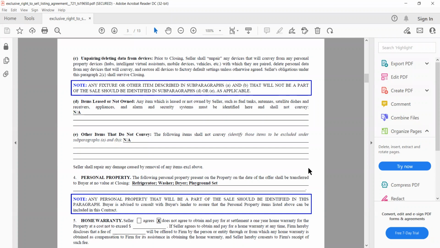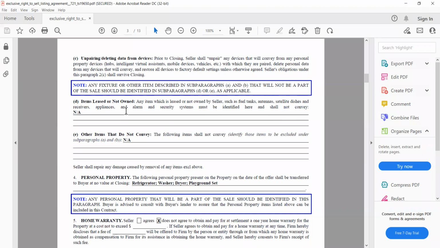Okay. So there's another note box here. Let me read it real quick. It says any fixture or other item described in subparagraphs A and B that will not be a part of the sale should be identified in subparagraphs D or E as applicable. So here we go. D says items leased or not owned. And it gives you examples: fuel tanks, antennas, satellite dishes, receivers.